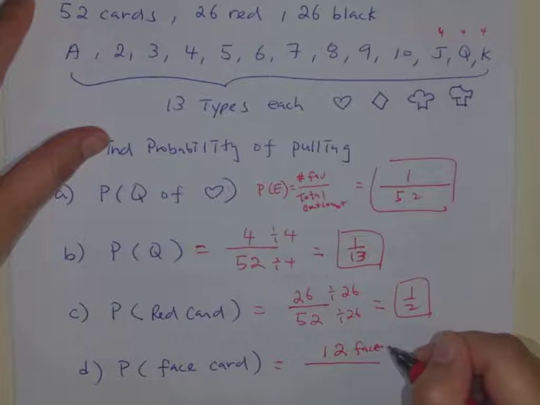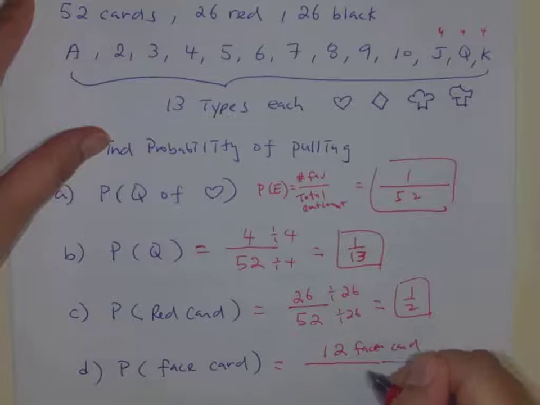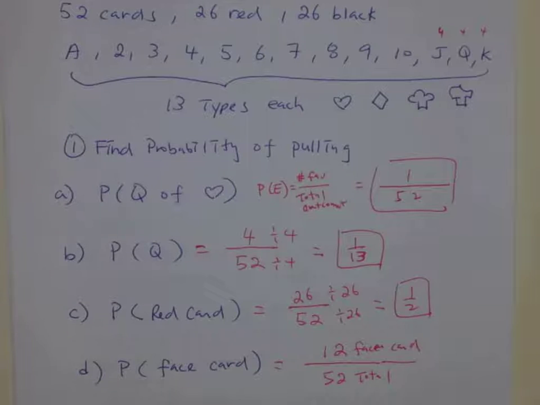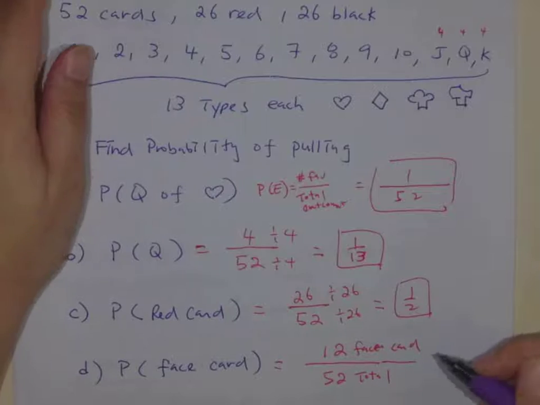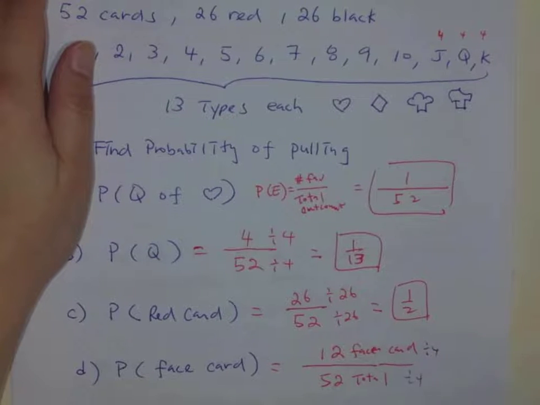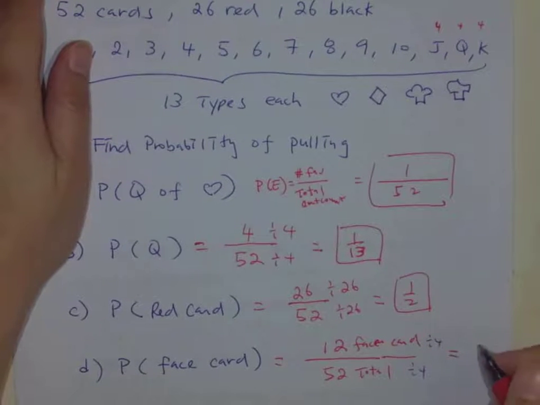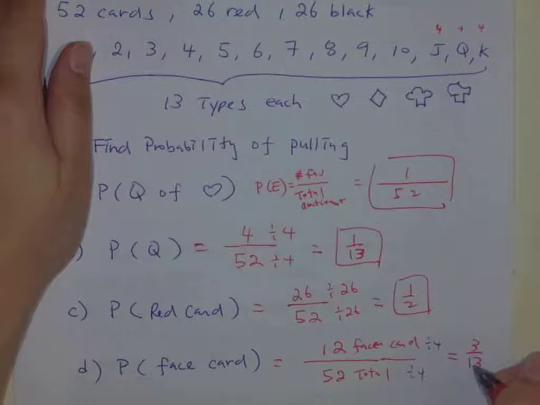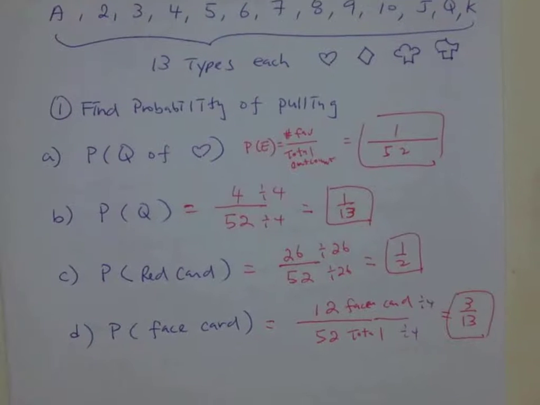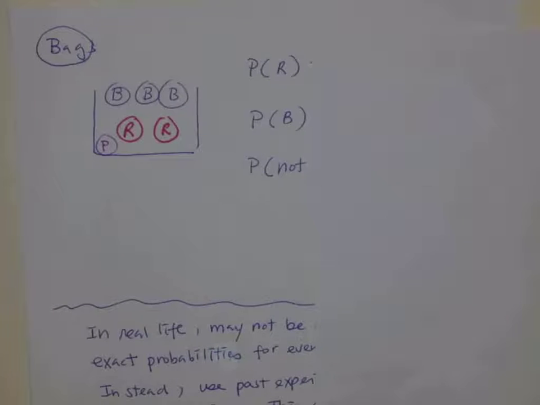Compared to how many total cards do we have? 52 total. So both of them can be divided by 4. So divide by 4, divide by 4. So I have 3 out of 13 chance of drawing a face card with a regular deck. Okay, so there may be some questions like this on the homework or test.